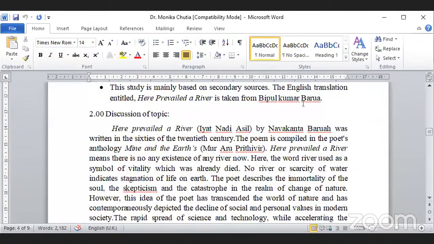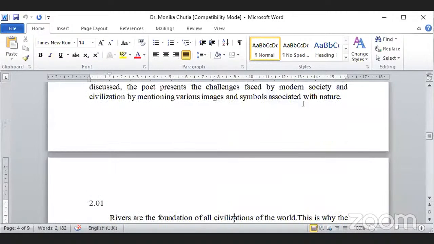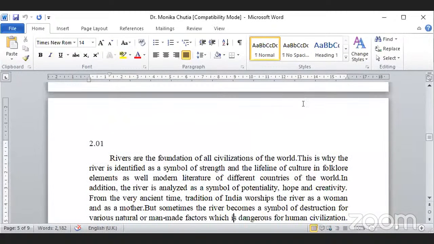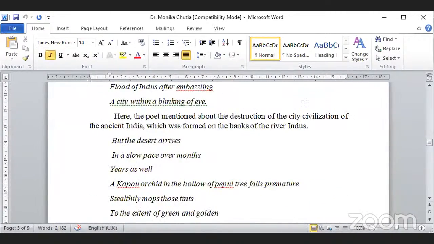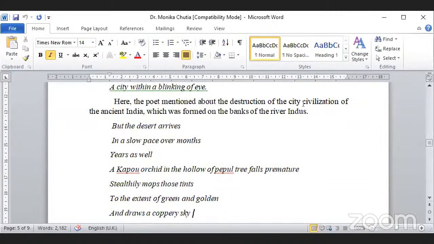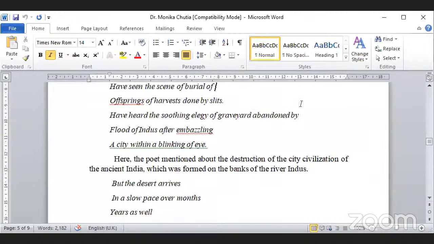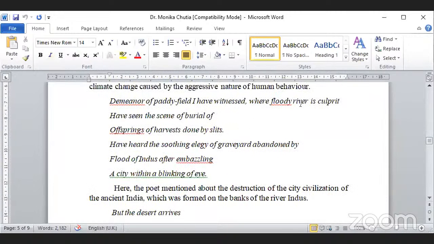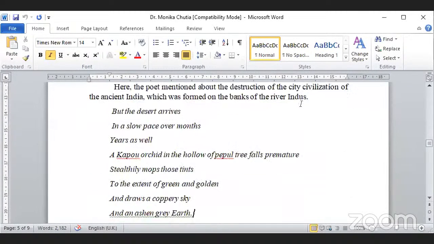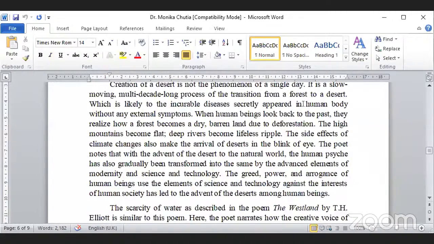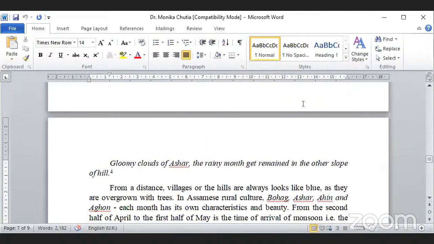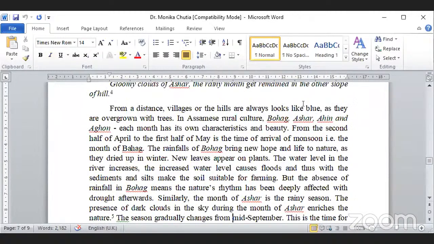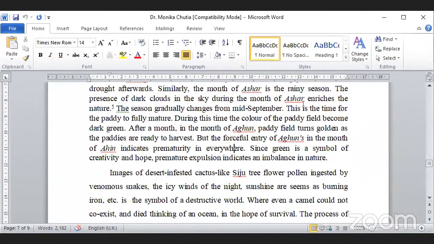When human beings look back to the past, they realize how a forest becomes a dry, barren land due to deforestation. The high mountains become flat, deep rivers become lifeless ripples. The side effects of climate change also make the arrival of desert in the blink of an eye. The poet notes that with the advent of the desert into the natural world, the human psyche has also gradually been transformed into the same by the advanced elements of modernity and science and technology. The greed, power, and arrogance of human beings using the elements of science and technology against the interest of human society had led to the advent of the desert among human beings.